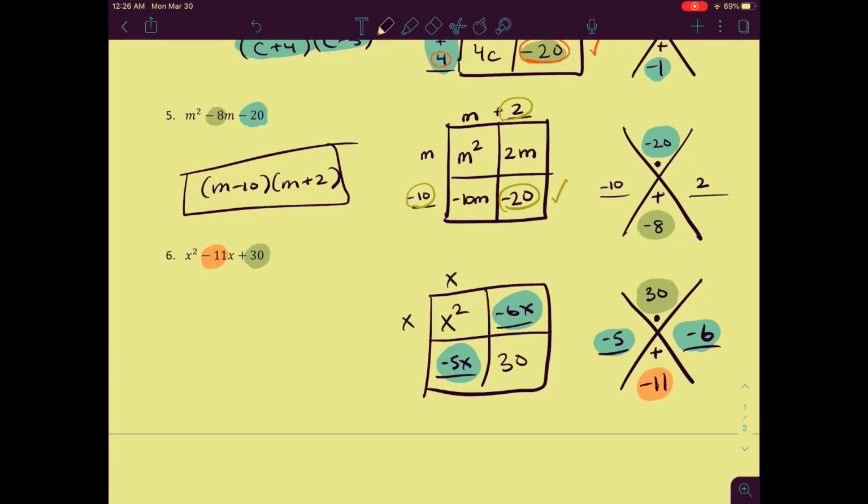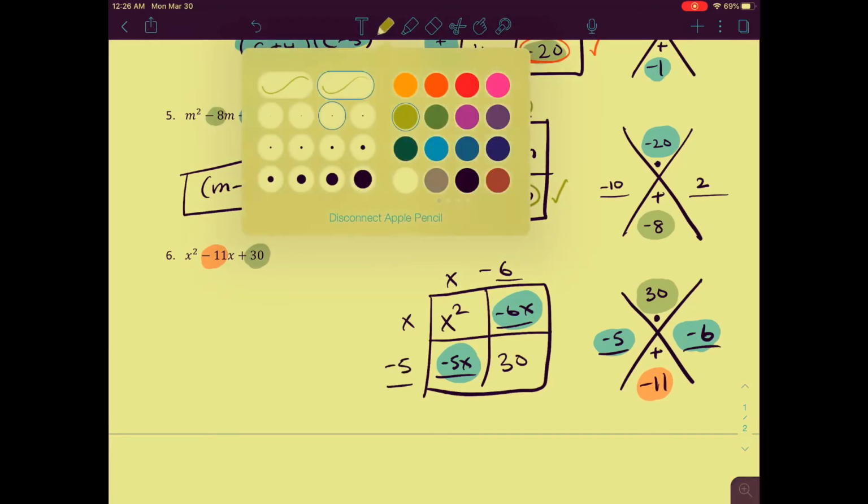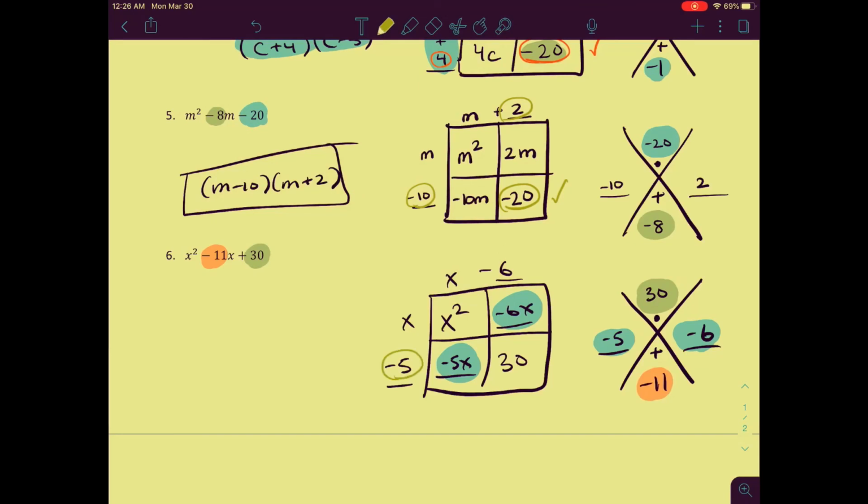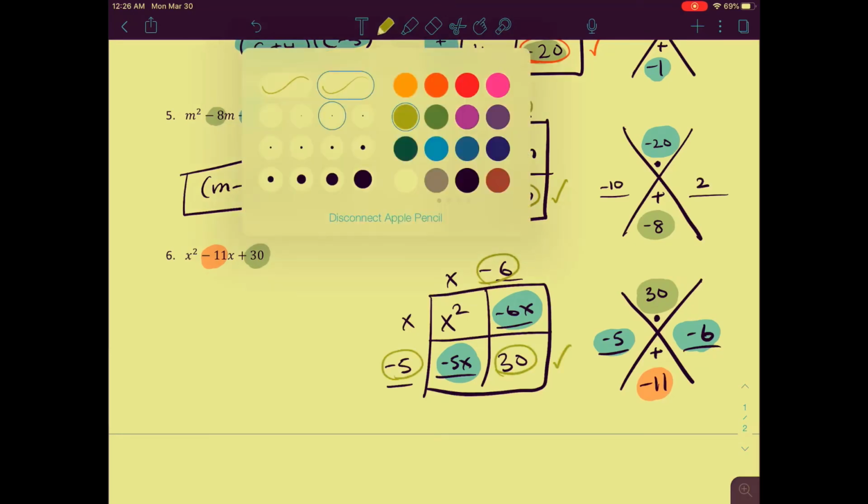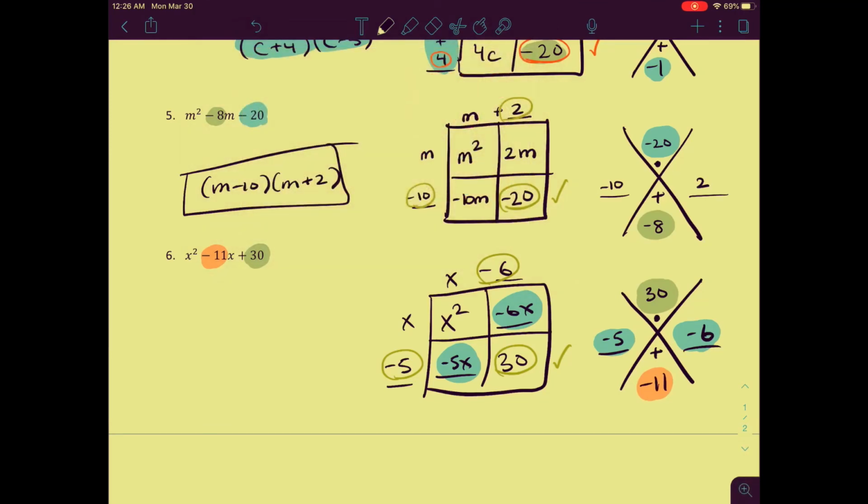We know x times x gives me x squared. X times what gives me negative 6x? It should be minus 6. X times what gives me negative 5x? It should be negative 5. And then we're just going to check this last box. Negative 5 times negative 6 does give me positive 30. I like that. Now from here, when we write down our final answer, we're going to write x minus 5, x minus 6, and that is our final result.